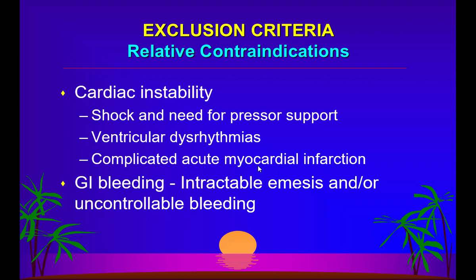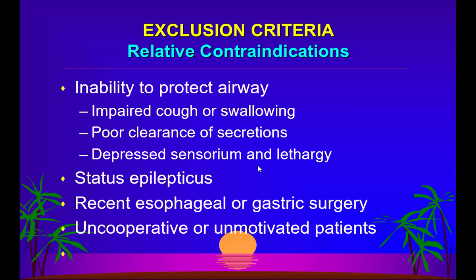GI bleeding, intractable emesis or uncontrollable bleeding, these are again the indications where possibly invasive ventilation is better than non-invasive ventilation, because again there is a high risk of aspiration. The patients die of aspiration. It is not the amount. It is how much the patient is choking, how much the patient has the ability to clear his airways. That is very important.